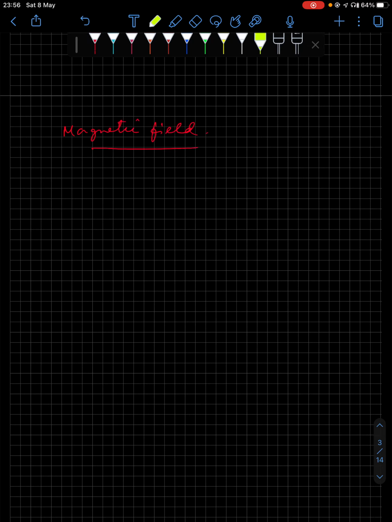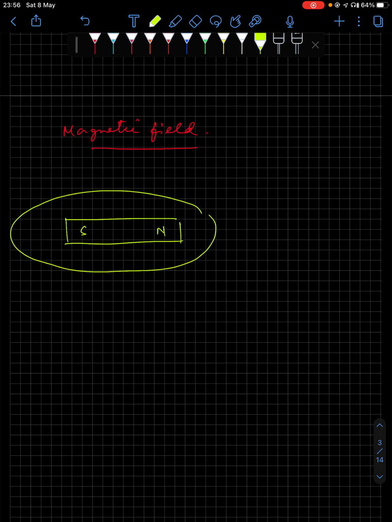So what is a magnetic field? Now you are familiar with a magnet, right? North, south. The space around a magnet where a magnetic force can be experienced by any other magnetic substance, we call that a magnetic field. So what are magnetic substances? Magnetic substances like iron, steel, nickel. Those are attracted by a magnet. The magnetic substances experience a force when they come near a magnet, so we can say that this magnet has a field around it, which we call a magnetic field.